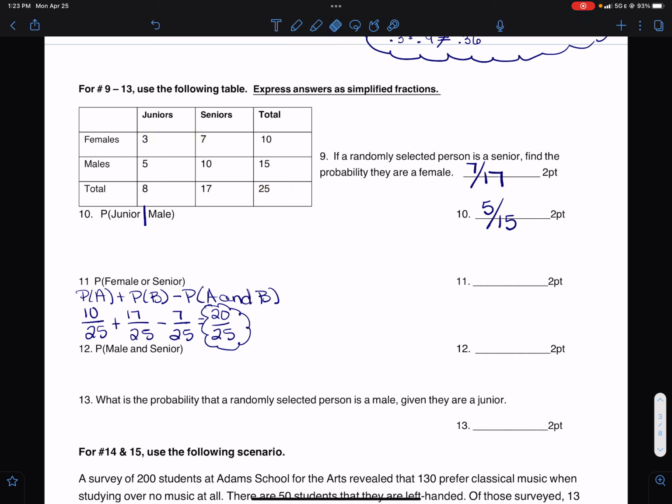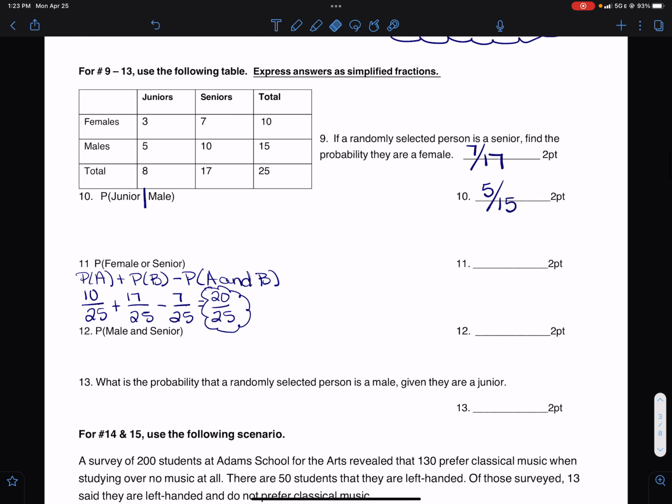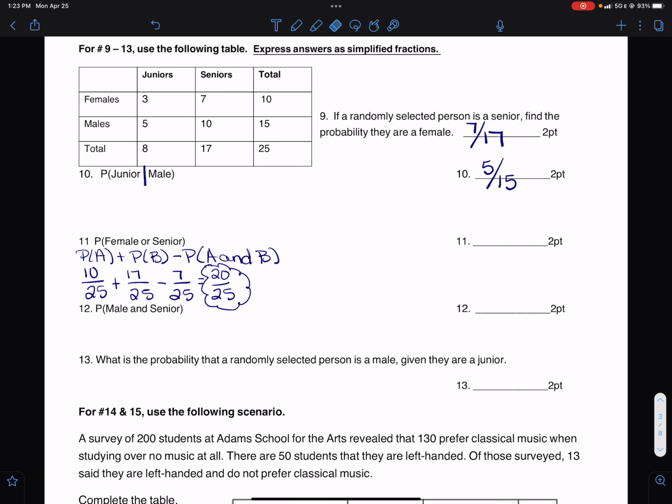All right, let's go on to number 12. Probability of male and a senior. The ands are pretty easy to find. There is no givens. There isn't anything to subtract. We just need to look for the ones that are males and seniors. So here's the males. Here's the seniors. The only place they overlap is right here. So that's 10 out of 25.